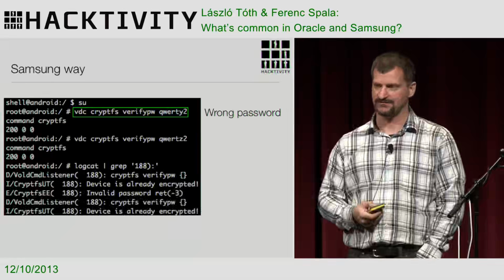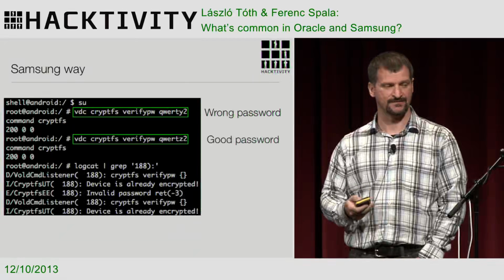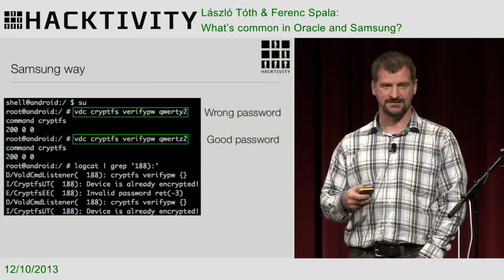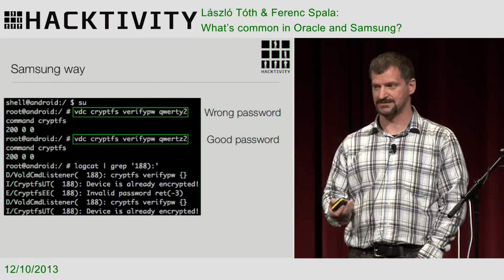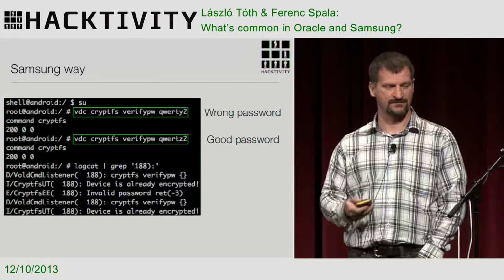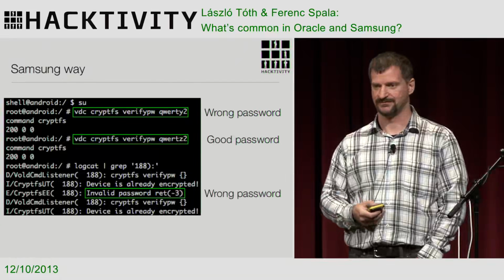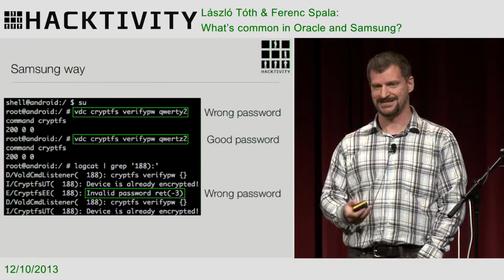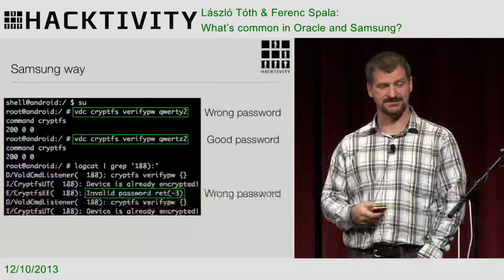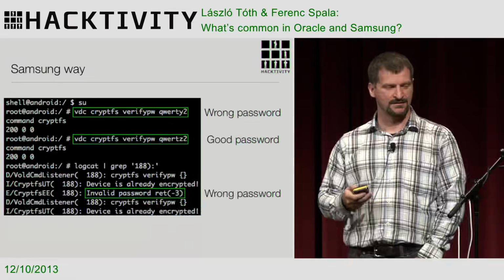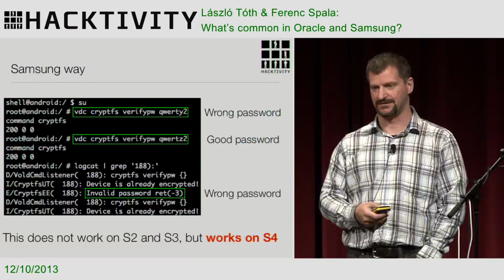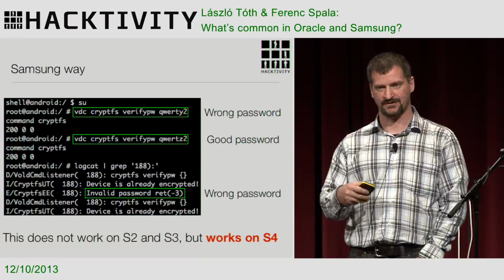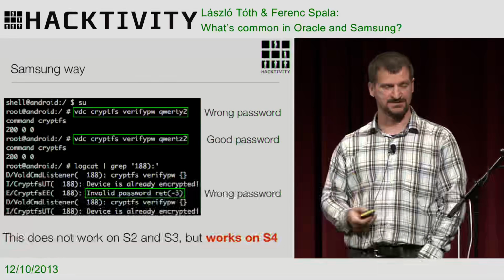In the first case, we send the incorrect password. In the second case, we send the correct one. As you can see, or rather you cannot, there is no difference in the terminal output. However, if we check the syslog or the logging system with the logcat utility, we see that on the first attempt the password was incorrect. This is how it works on S4, but it does not work on S2 and S3. And when I'm talking about the S2 and S3, I mean their variants too.